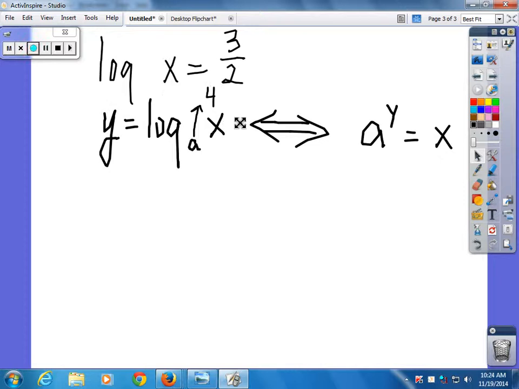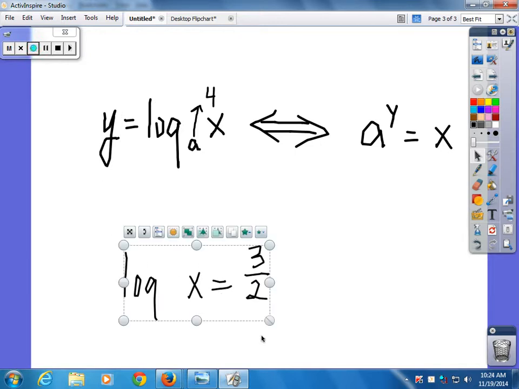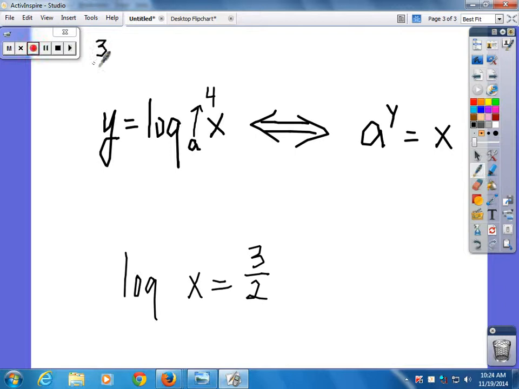Okay, now this one, is it the same order as this one? Yes or no? No, it's not. So we need to turn it around. I'm going to draw it down here and turn it around. 3/2 is equal to log base 4 of x.